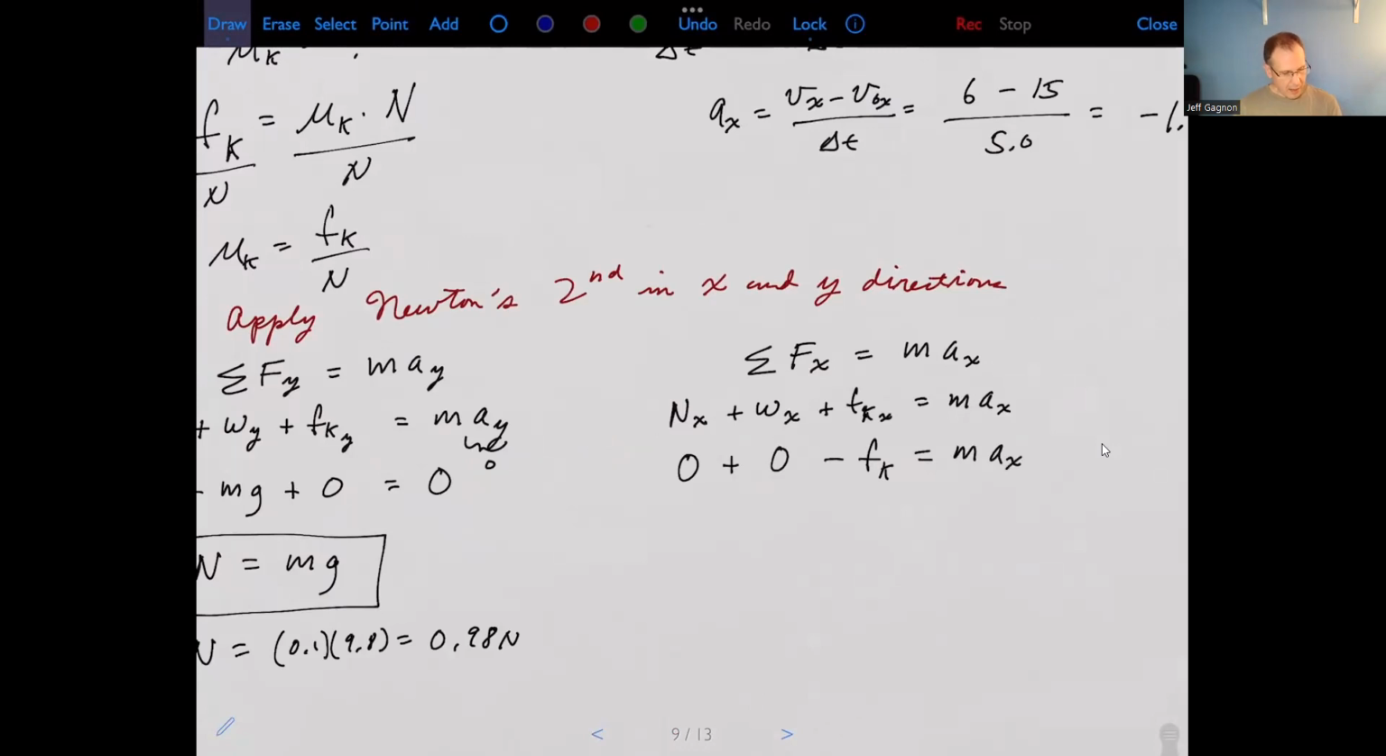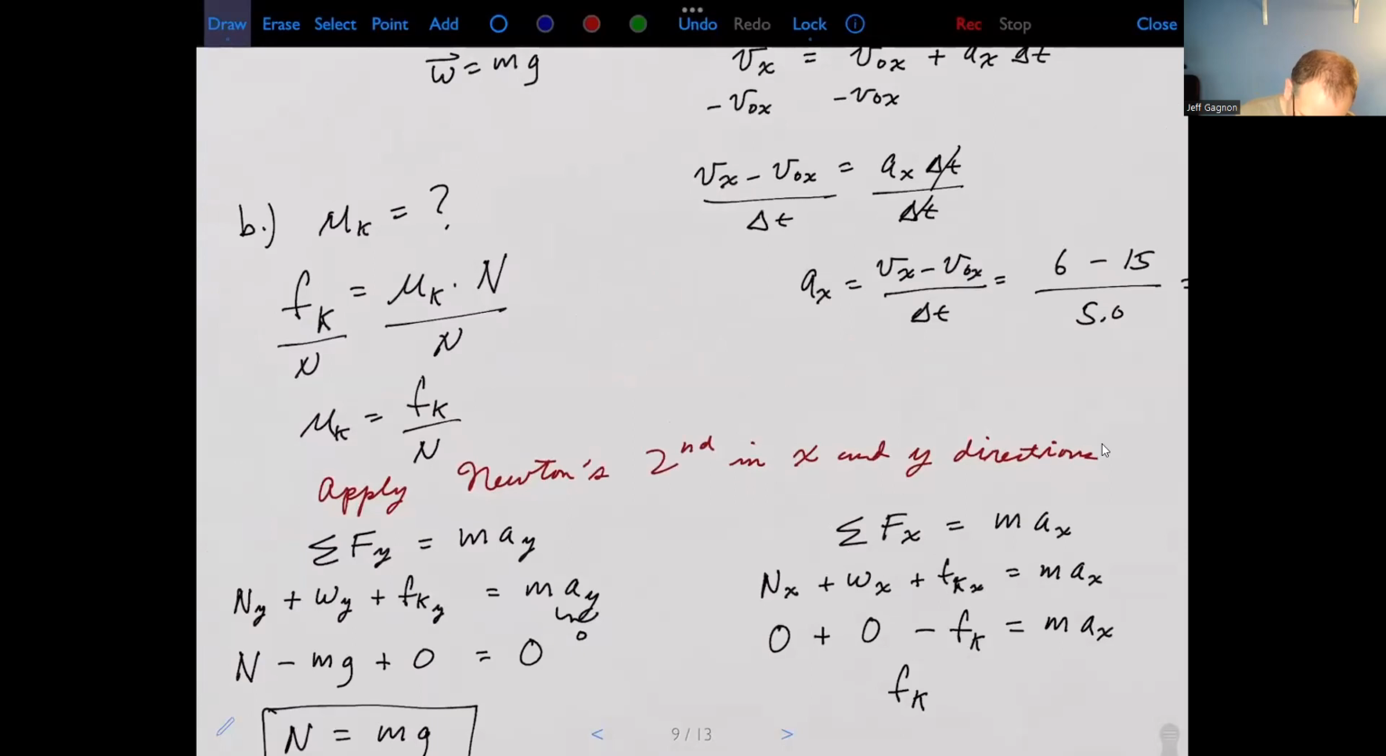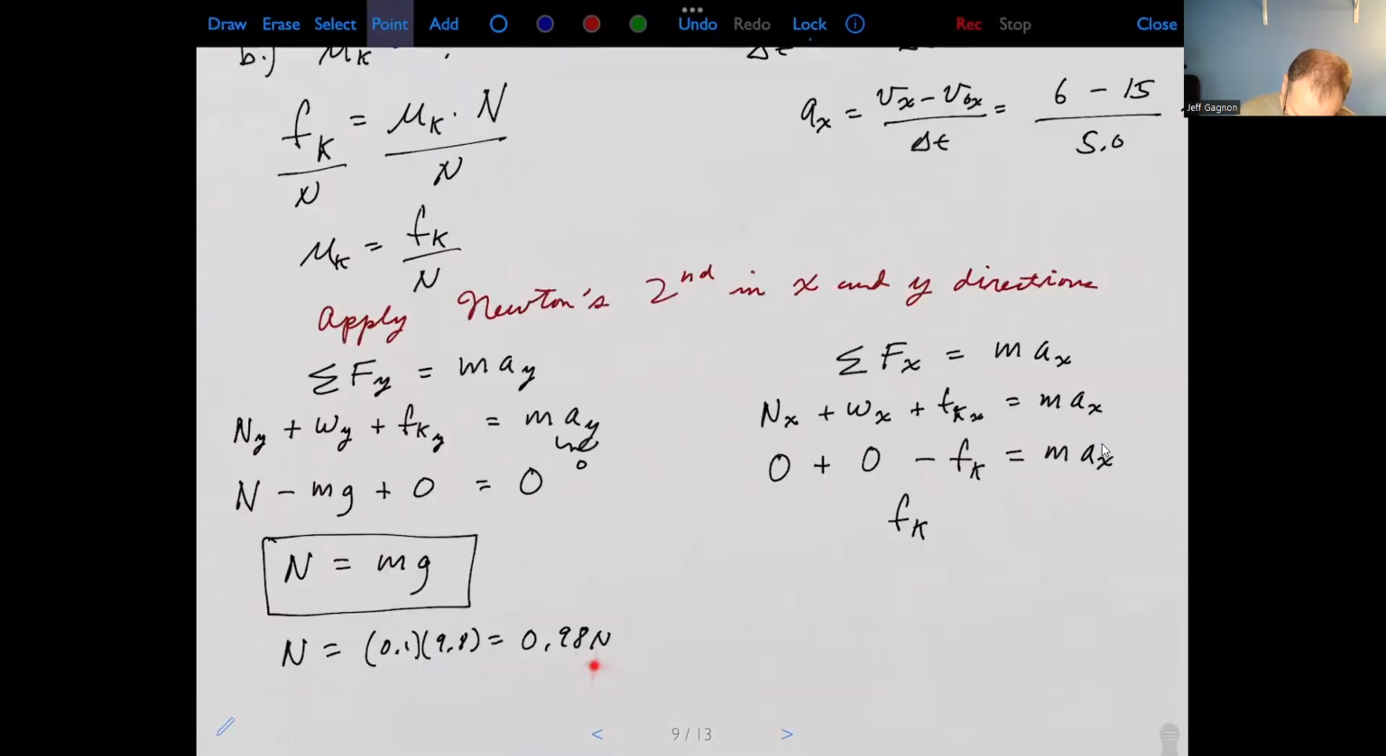Okay, so now if I want, I can solve this for Fk. Remember, our goal is to figure out mu k, right? And we could solve for mu k if we can figure out fk and we can figure out n. We found n already. We know that value down here, 0.98 newtons. So now we just have to figure out fk.